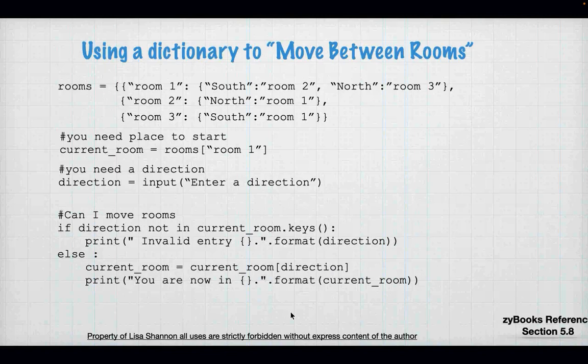Otherwise, I'm going to set my current room to the room for that directional key, and I will then be in a new room. And now it will tell me where I'm at. So if I look here, and let's assume that I somehow made it to room 3, and I put in north, I would print invalid entry. If I put in south, I would move to room 1, because I would have changed the value of current room from what it currently is to what it is based on the direction.